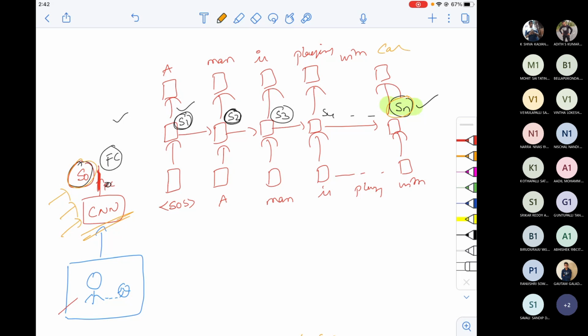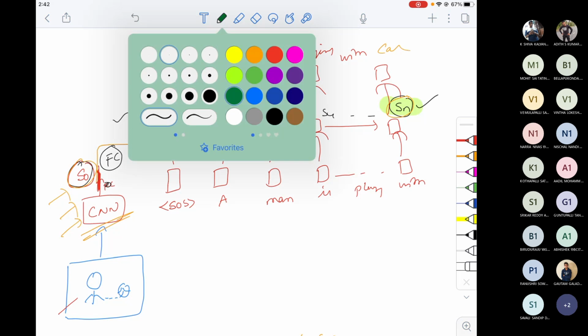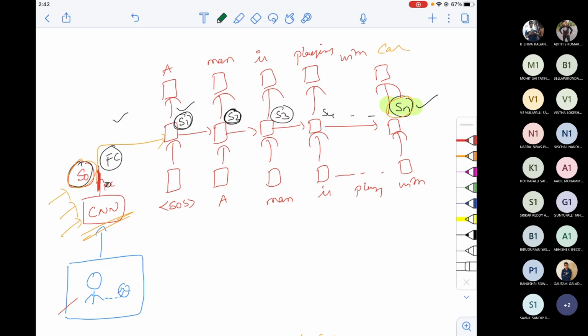Instead of connecting the S0 only to this part, I just connect the S0 to every state. That means I connect S0 here, here, here, here. Along with the inputs, I connect my S0 here. The same S0 I'll connect here, the same S0 I'll connect here, the same S0 I'll also connect to all other states.